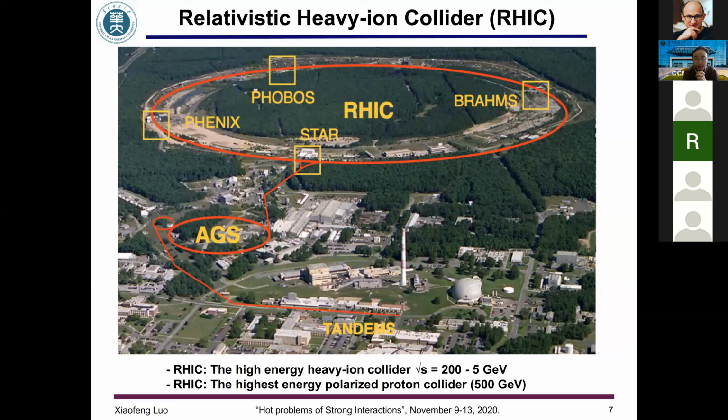And the Relativistic Heavy Ion Collider that I'm working on is at Brookhaven National Lab in the US, and the STAR experiment is located at 6 o'clock at RHIC. The RHIC accelerator energy can vary from 200 GeV down to 5 GeV per nucleon pair. And it's also the highest energy polarized proton collider. Its top center of mass energy is 500 GeV.